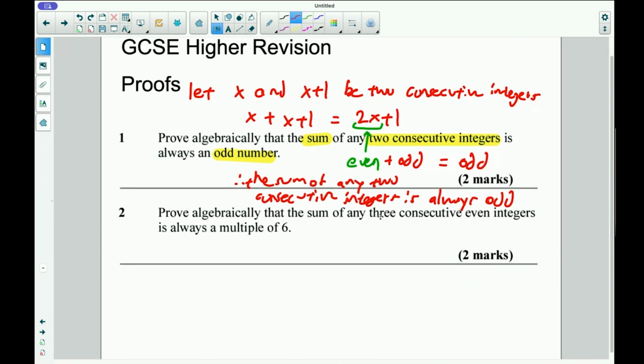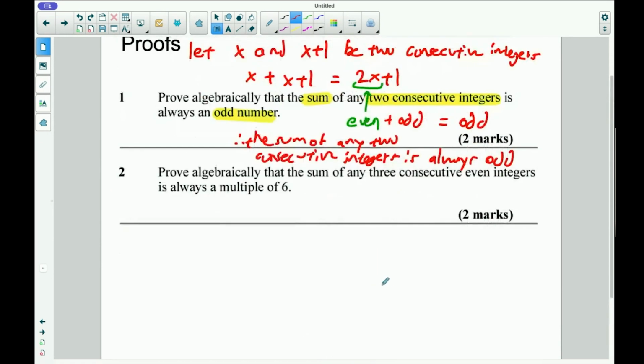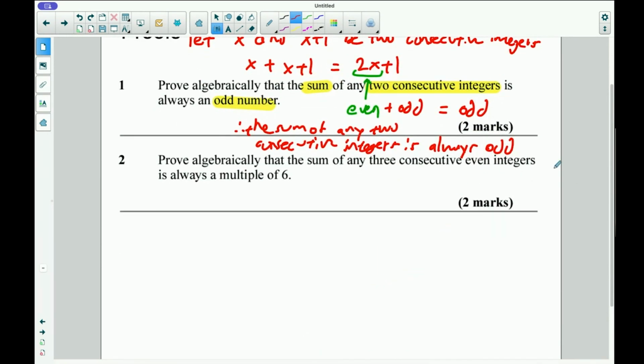Coming down to the second one, we're now going to look at the sum of 3 consecutive even integers, which is always going to be a multiple of 6. One of the things that you'll need to really get is how to factorize something, so how to factor out a GCF in this case.